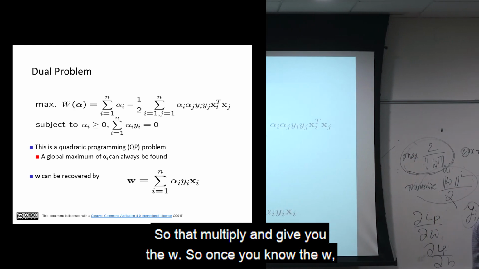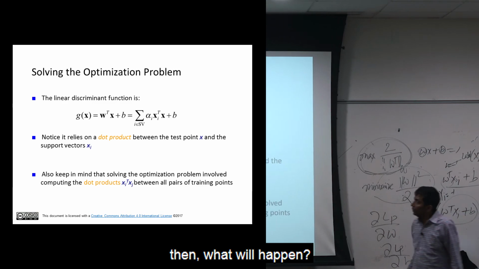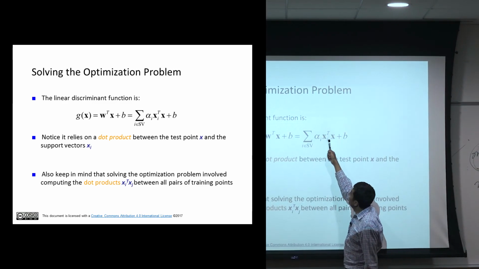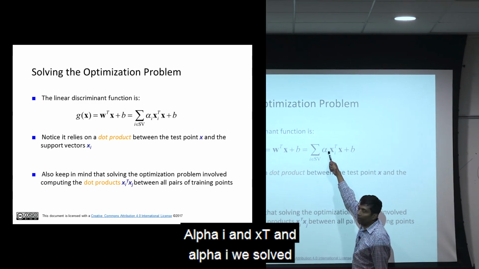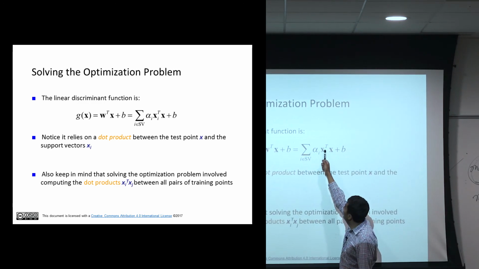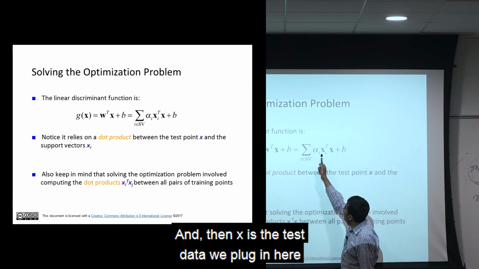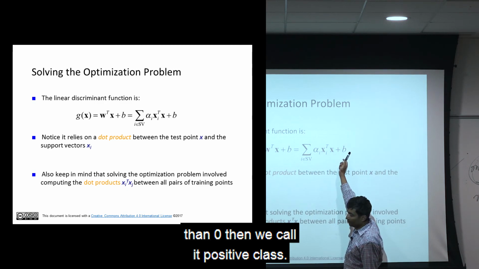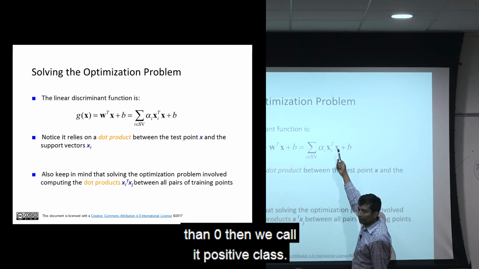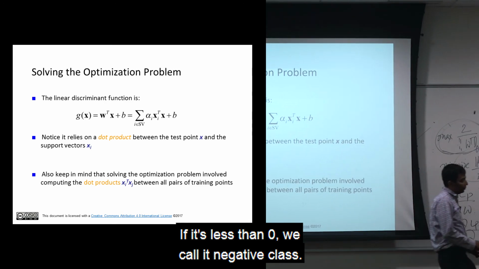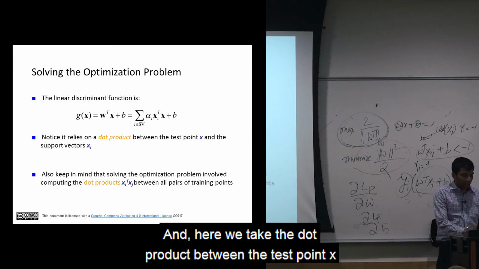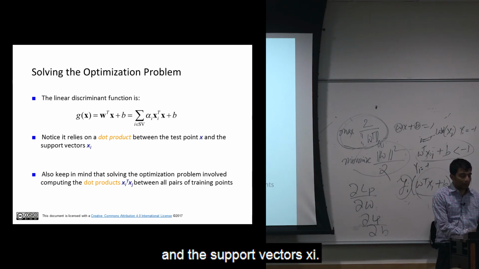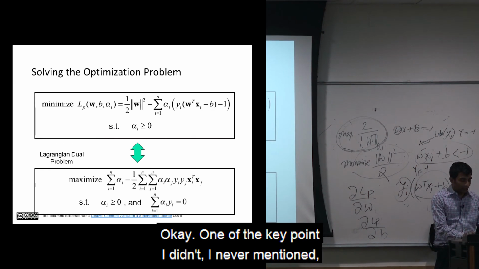So once you know the W, then what will happen? W will be stated like this: alpha i yi xi, and alpha i we solve using quadratic programming, and then x is the test data. We plug in here, and that gives you some number. If this number is greater than 0, then we call it positive class. If less than 0, we call it negative class. So that's the idea. And here we take the dot product between the test point x and the support vectors xi.